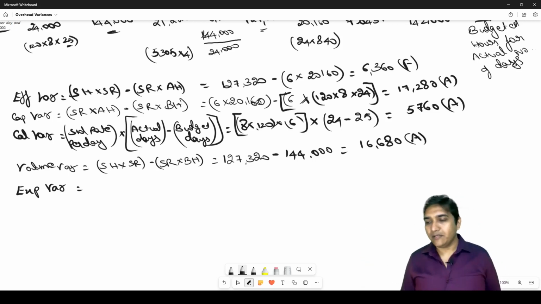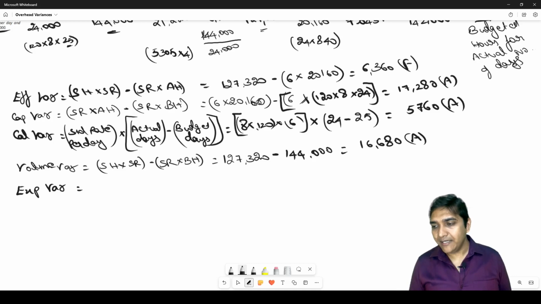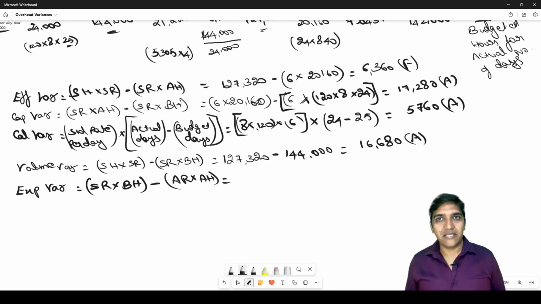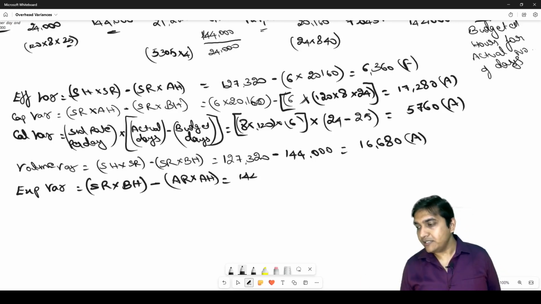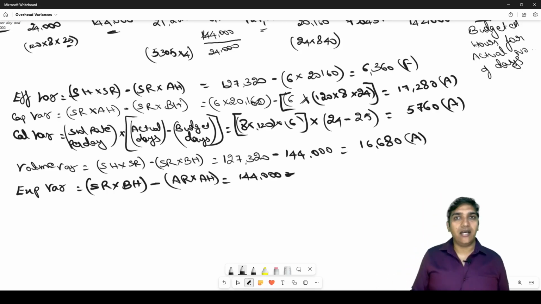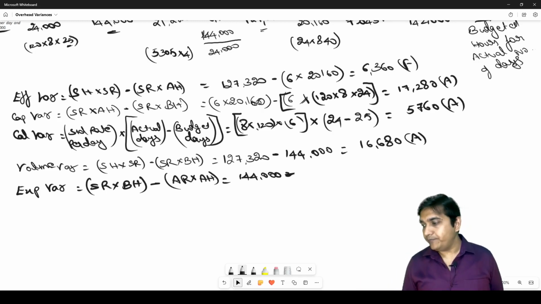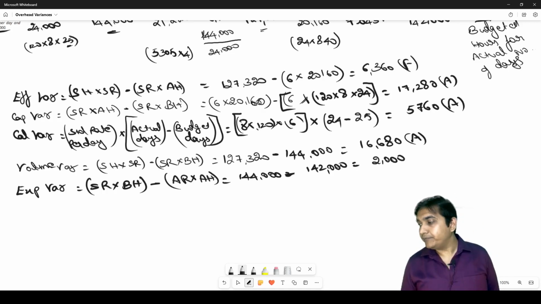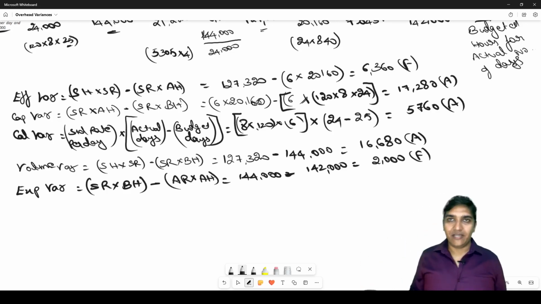Okay, moving on to our expense variance. So the formula is standard rate into budgeted hours minus actual rate into actual hours. So standard rate into budgeted hours is my total budgeted cost, obviously, which is 1,44,000. Sorry, minus, and actual rate into actual hour is my actual cost, which is 1,42,000. So we will get 2,000 favorable. We get 2,000 favorable, right?